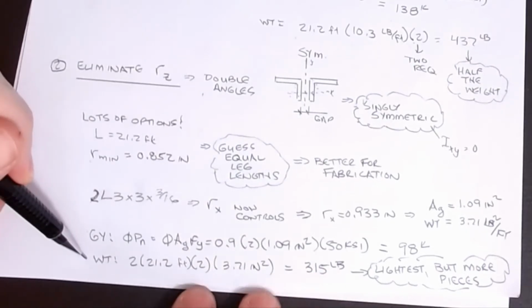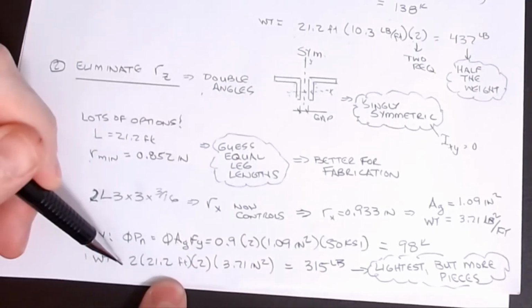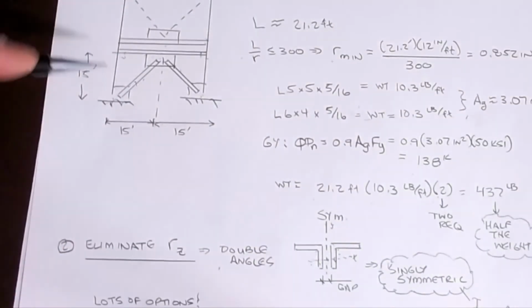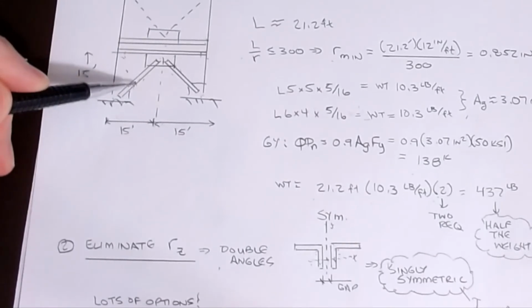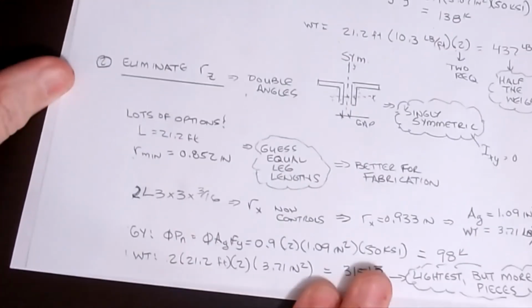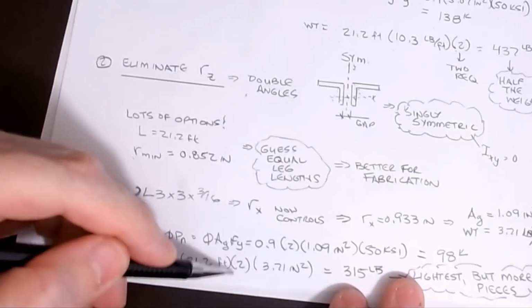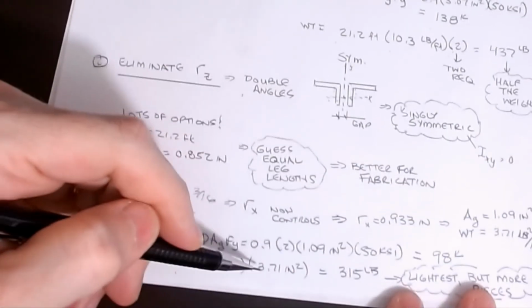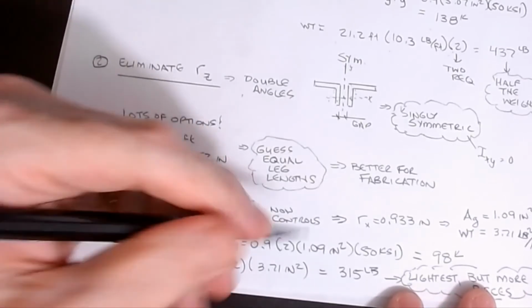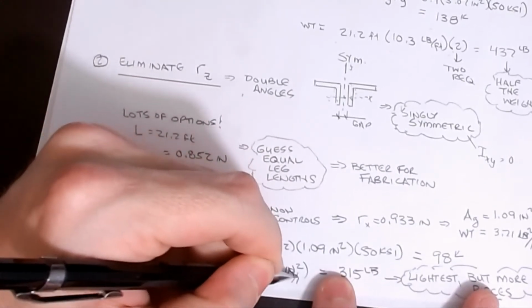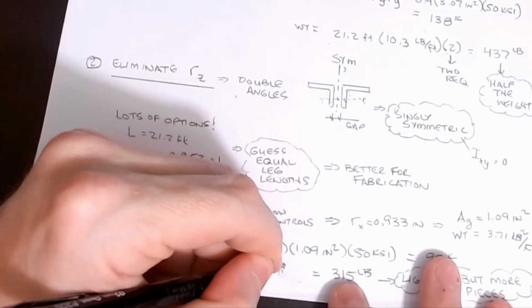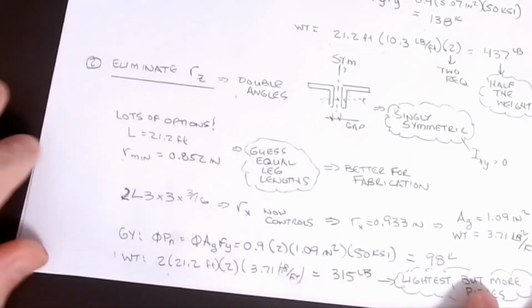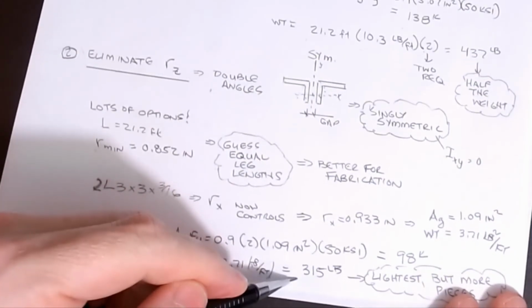But here's the kicker on this. My weight on this is going to be 2, because there's 2 of them here. And then there's 2 for every one of these, and then I have 2 sets of those, so it's 4 total in our calculations. 2 times 21.2 times 2, so there's the 4, multiplied by my weight per foot of 3.71. Man, I wrote it wrong again. Pounds per foot. Let's clean that up. It looks something kind of like that. And now we have a weight of 315 pounds.